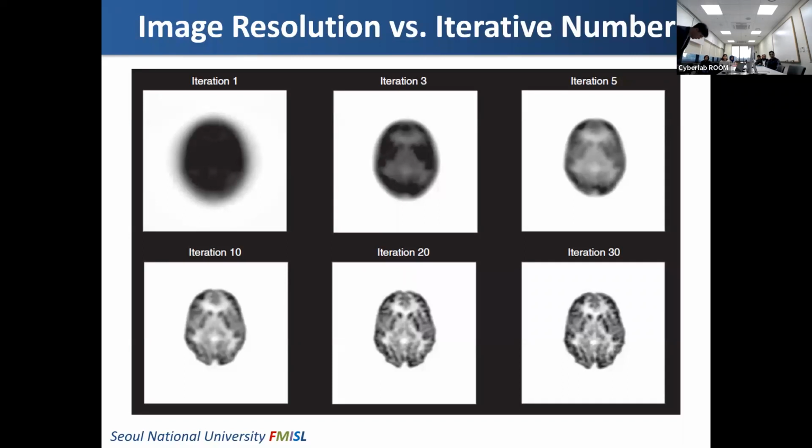As I told you, it has the advantage of better image quality, but the disadvantage of this method is computation time. In simple back projection we need just a single back projection, but in this case we repeat forward and backward projection multiple times, which causes a much longer computation time. But we can get better images than with conventional filtered reconstruction.